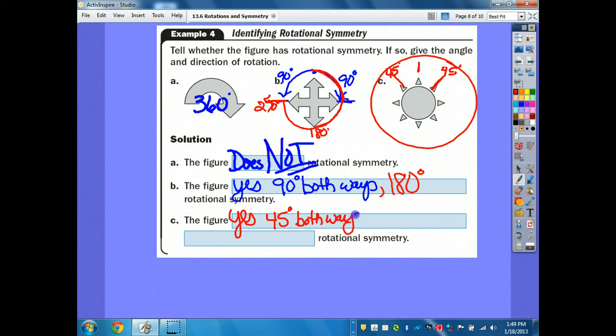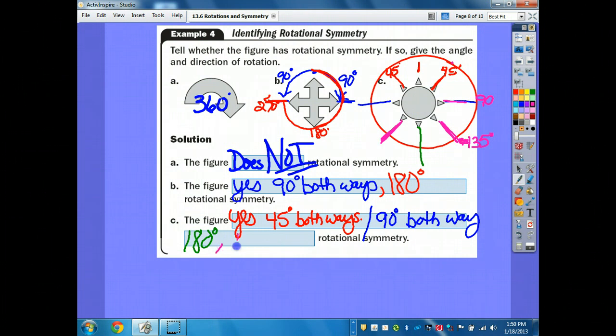Then 90 degrees both ways? You agree? And then 180. Anything else? 180 degrees. Is that it? Are we done? No, then 135. Oh man, you guys are on the ball. Because here's 90, and you said it's 45, so it's 90 and another 45 added together. We get 135 degrees. Is that one both ways? Yes, it's 135 both ways.